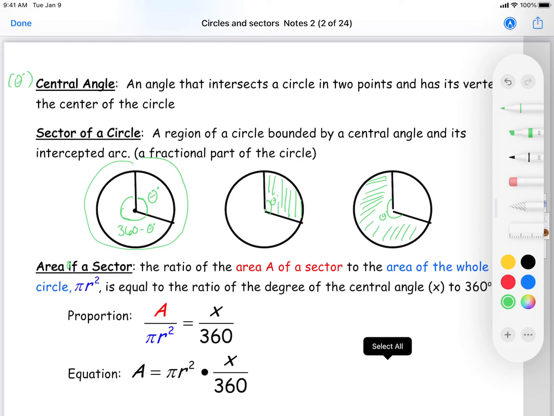Think about it this way. Let's say I had a circle and I had exactly 1/4 of it. I had 90 degrees, which is 1/4 of 360. Wouldn't the area of that sector be 1/4 of the area of the entire thing? And that's exactly how this works.